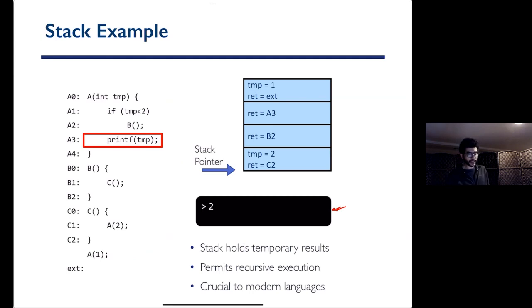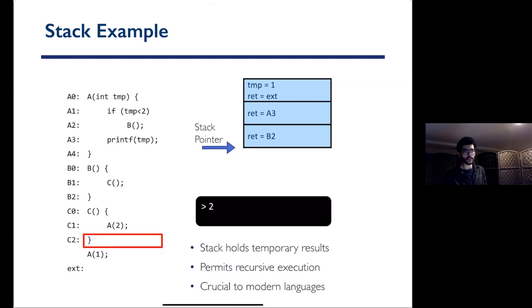What happens next? Next, we're going to execute return from A. A is done. Where do we go? So where do we go is dictated to us by what is on the stack. So I look at the stack. I see the return address is C2. So that's where I'm going to go. So next, I'm going to jump to C2.